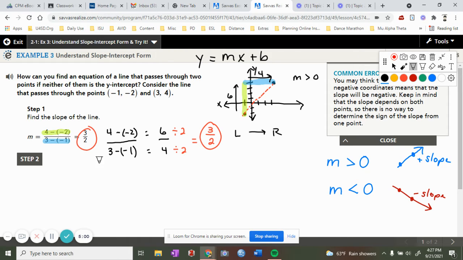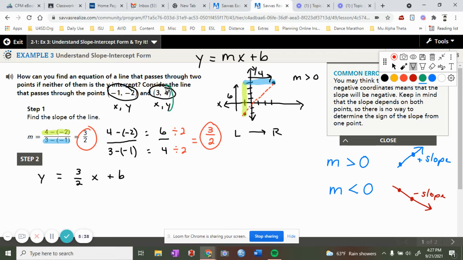Because we know some information here. We know now that our slope is 3 over 2 times x, and I need to figure out my b value. And I just happen to know 2 points on my line, which both give me an x and a y value. So I can replace the x and the y with one set of my ordered pairs. I'm going to use the positive ones just because I do like to keep things positive.